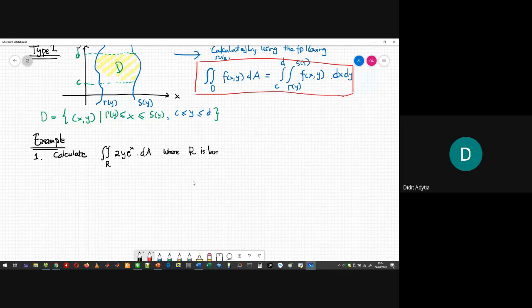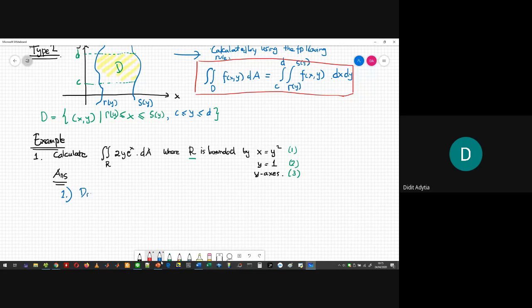bounded, dibatasi, by x equals y squared, and y equals 1, and the y axis, sumbu y. Okay, ada 3 berarti ya. So it is limited by 1, 2, and 3 boundaries to form this R. Okay, continue. So now what do we need to do first?